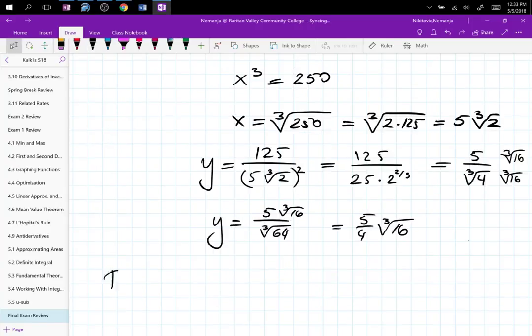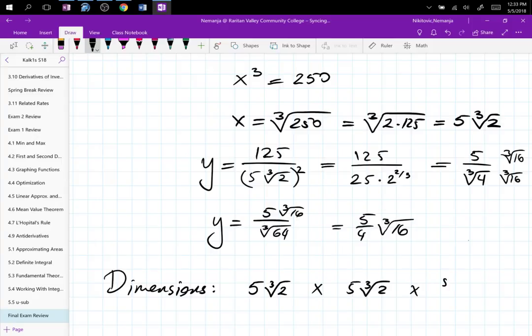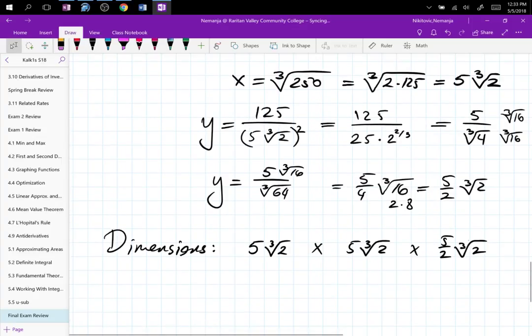So I have the dimensions. Now this is exact. You can go and find decimals if you're interested. It's 5 cube root of 2 by 5 cube root of 2 by 5/4 cube root of 16. Oh wait, 16, we can deal with that. Sorry. That's 2 times 8. So it's actually 5/2 cube root of 2. There we go. Much better. So those are the dimensions of a box.